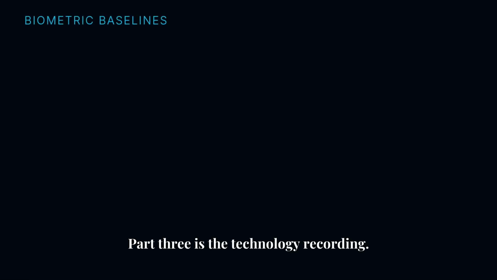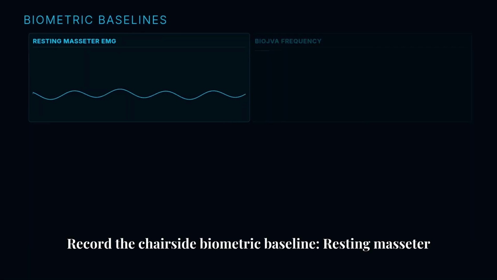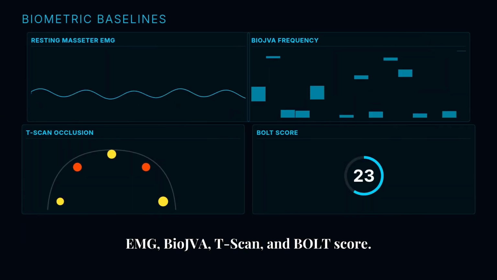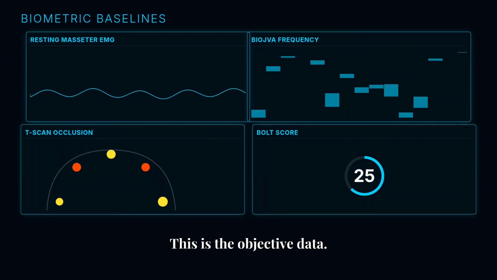Part 3 is the technology recording. Record the chairside biometric baseline: resting masseter EMG, BioJ, VA, T-scan, and Bolt score. This is the objective data.